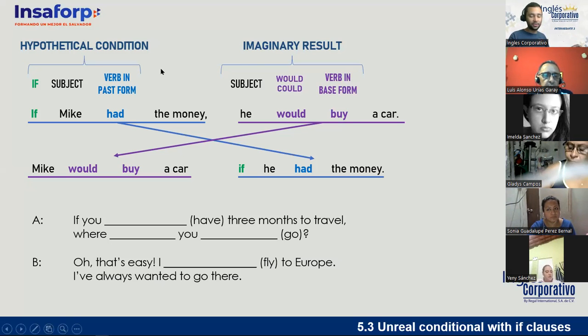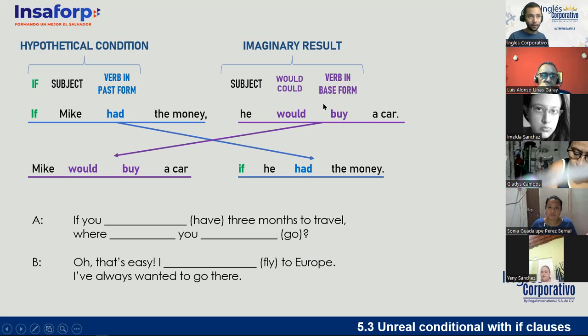Remember that these sentences, which are in this case conditional sentences, basically have two clauses, two parts. The first is a hypothetical condition, and the other one is an imaginary result. The hypothetical condition includes the word if, then a subject, and then a verb in past. This could be affirmative or negative, or even question form. Then the imaginary result includes a subject plus would or could. Also, might is possible, okay? And then a verb in base form.